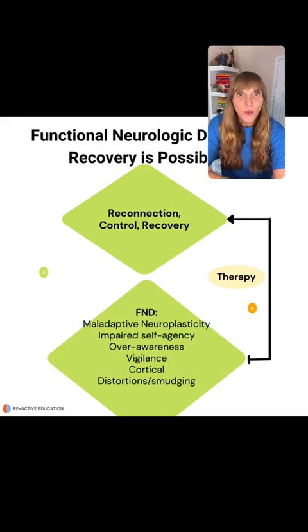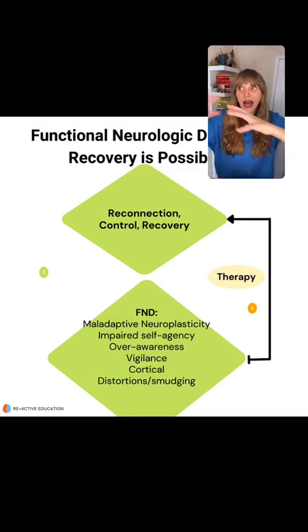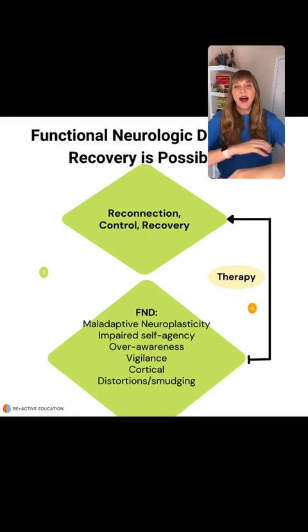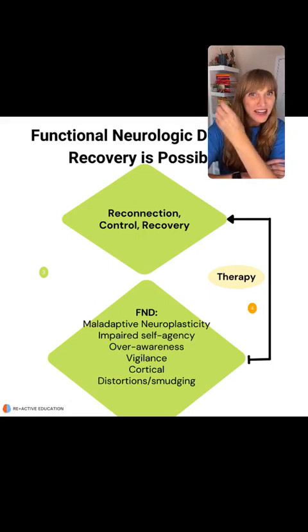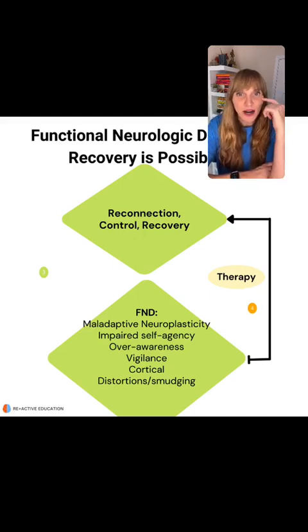So what occurs here, and what we know from some of the neuroscience and imaging, is that there is a maladaptive neuroplasticity. There's an impaired self-agency, and we see changes in the right temporal parietal junction in the brain. There's over-awareness of vigilance. So we see changes in attention and awareness that continue to drive, by the way, the functional neurologic disorder. So it can actually be predisposing. It can be perpetuated. And then undoing that neuroplastic change is really part of the recovery.